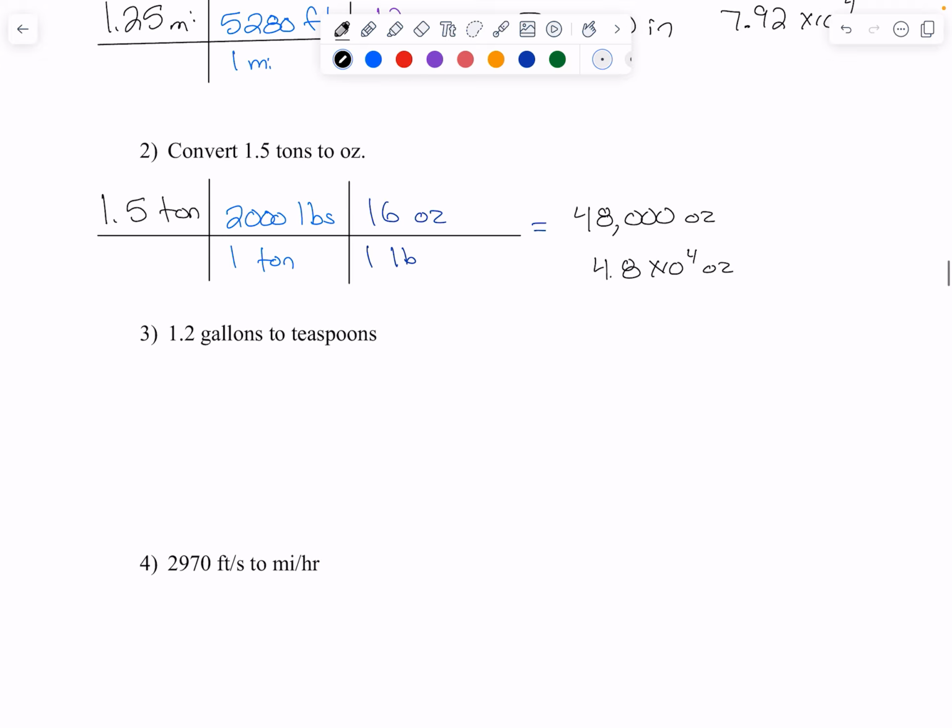Okay. 1.2 gallons to teaspoons. Again, there's multiple ways to do this. Just like there's multiple ways to fold a towel, for example. Some of you might disagree with that, but there's multiple ways to fold a towel. All right? There's multiple ways to do the conversion. I'm going to do it so that we have everything written out. All right? So 1.2 gallons. Because most of us don't know all these things.